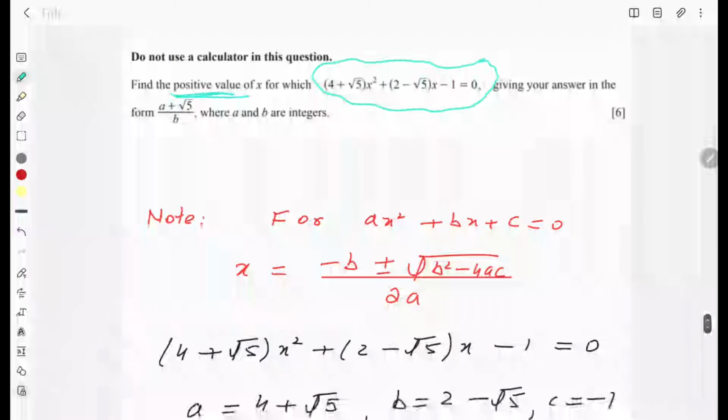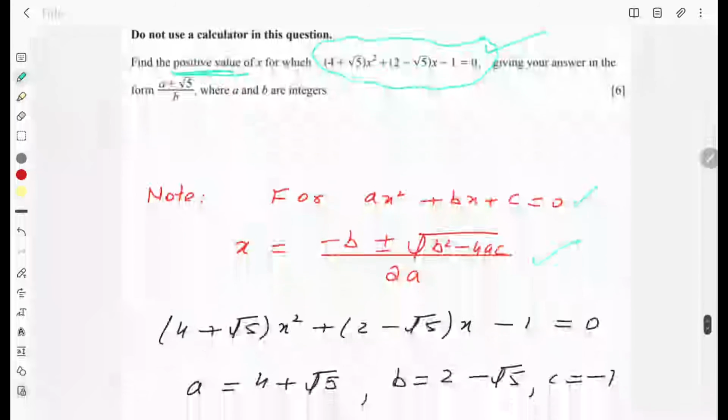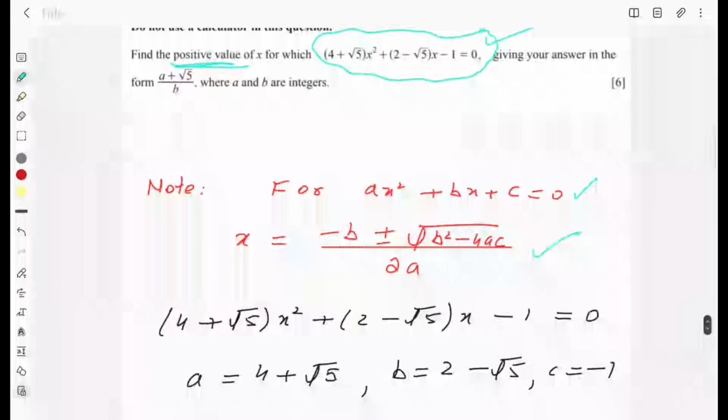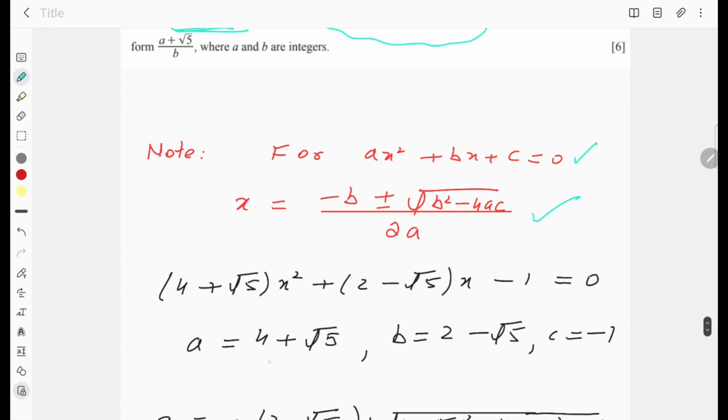First of all, it's a quadratic equation, and it's better if you straight away go to the quadratic formula. Let me recall the quadratic formula. If your quadratic equation is like this, the value of x is this. So in the given equation, you can identify that a equals 4 plus under root 5, b equals 2 minus under root 5, and c equals minus 1. I'm comparing this equation with this standard form.